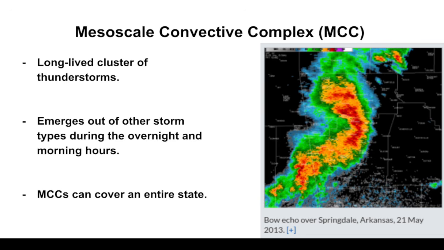Now, an MCC, a mesoscale convective complex, is a long-lived cluster of thunderstorms. Typically, they can cover an entire state, but they can also be a smaller, more intense cluster of thunderstorms, maybe only about 50 to 100 miles wide or so. They usually emerge out of other storm types during the overnight and morning hours. These things thrive well into the overnight hours because the small, compact cores of the thunderstorms lead to an easier, outflow-dominated complex that will push east-southeast pretty rapidly.